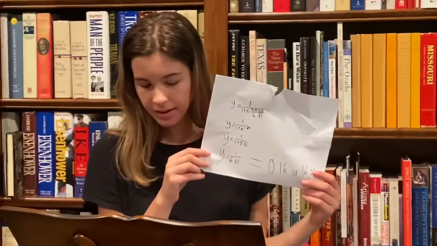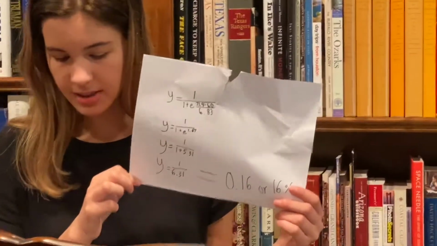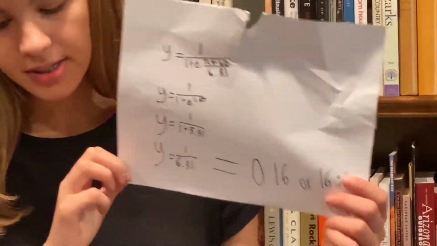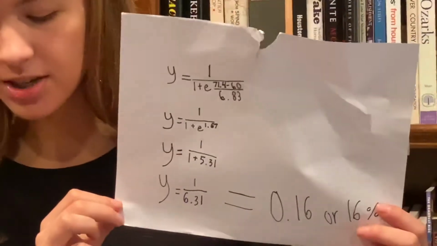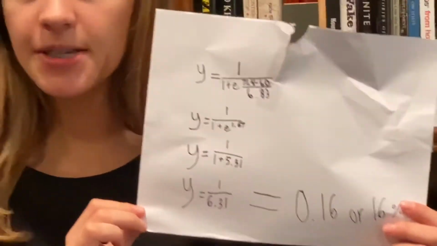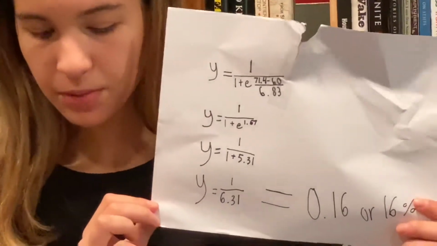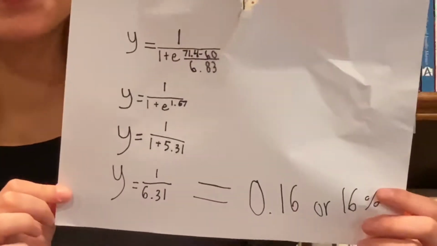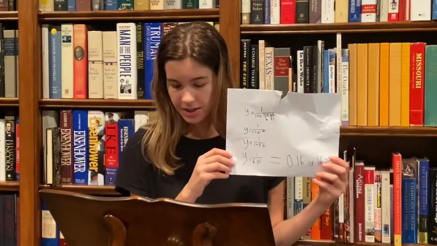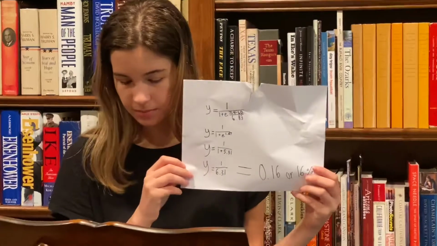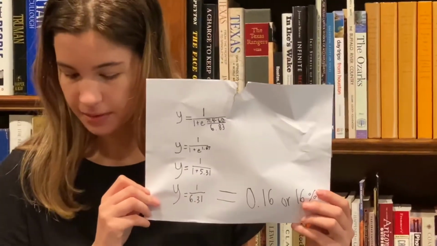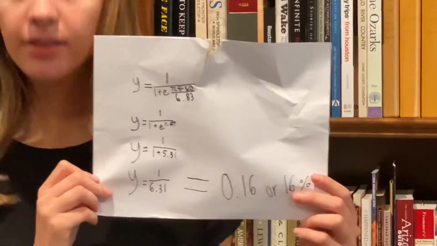The sample values that we're going to be using today in the formula are 71.4 for H, or the LC50, 60 for X, and 6.83 for the slope. The exponential fraction is the first thing we need to simplify.